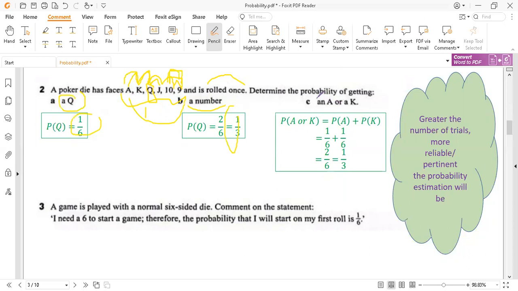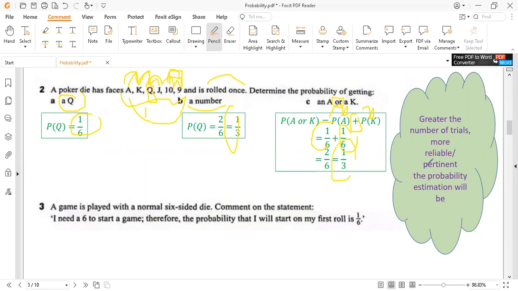Also, when they ask us to find the probability of getting an A or a K, it is the probability of having an A plus the probability of getting a K. So we know that the probability of getting an A is 1 over 6 and a K is 1 over 6. So in total, we have 1 over 3.